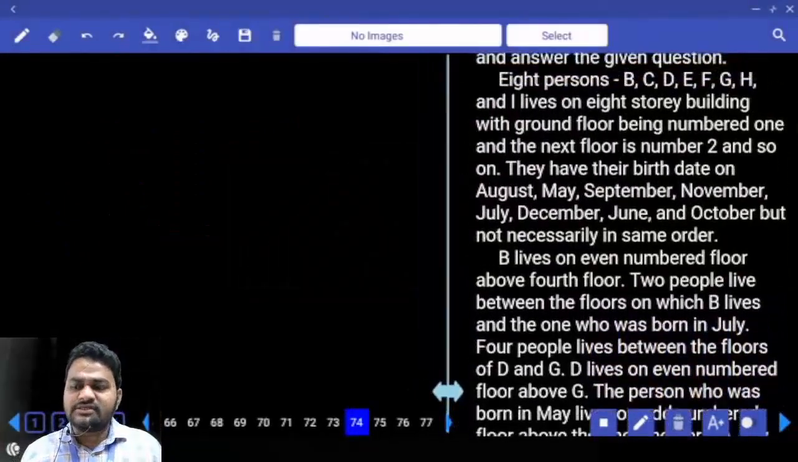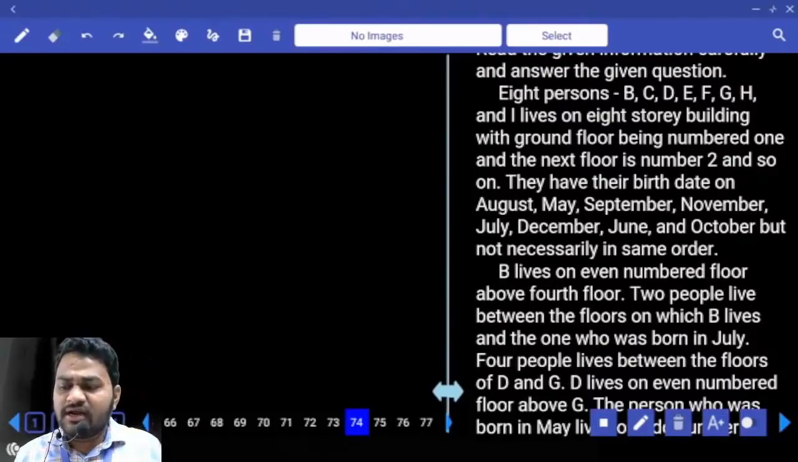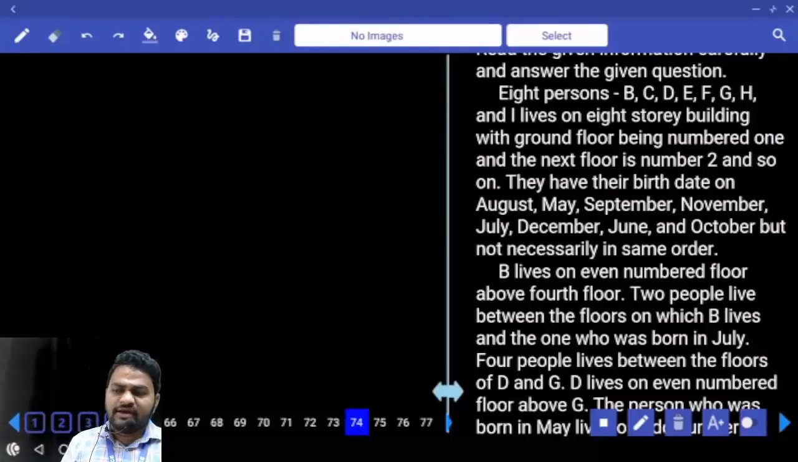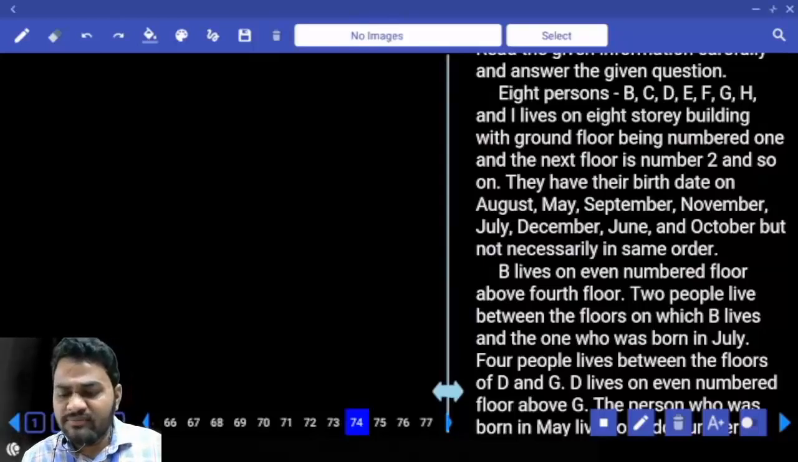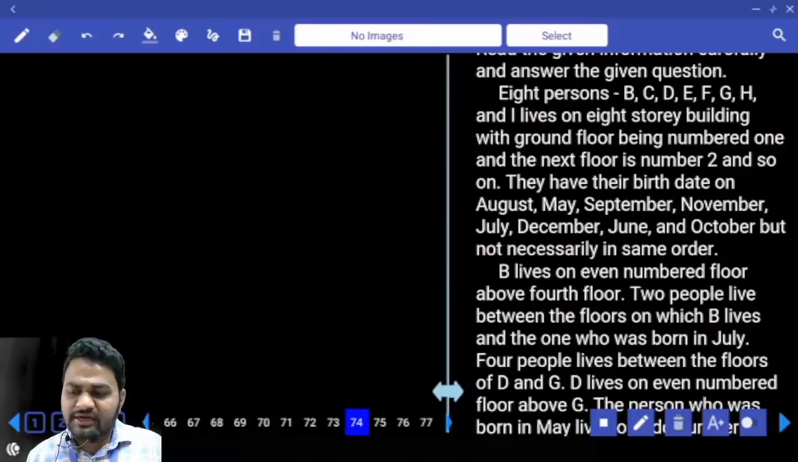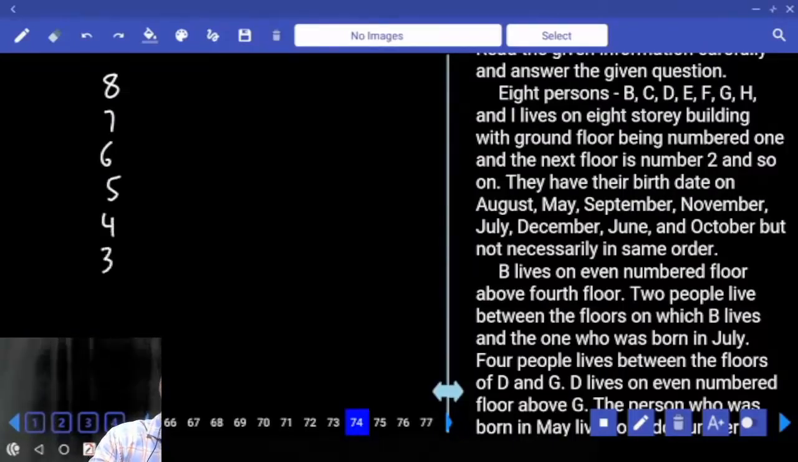8 persons, their names are from B to I, live in an 8-story building with the ground floor being numbered 1 and the next floor numbered 2 and so on. The topmost floor will be numbered 8, that is 8, 7, 6, 5, 4, 3, 2, 1.